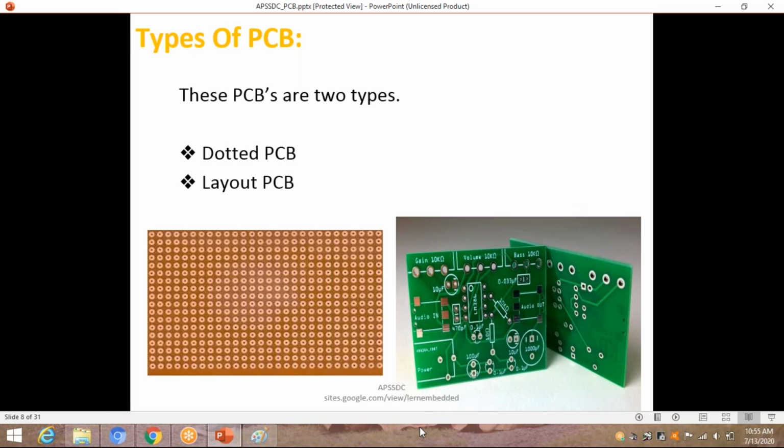Okay, that green color is the solder mask, and that is a protective layer to protect the tracks. Basically it is a copper, and if we leave it without a protective layer, it may corrode and the signal may get damaged.